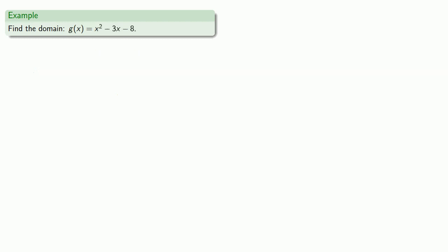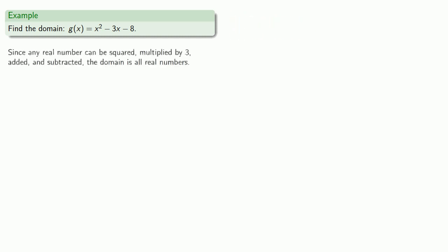How about a more complicated function? So again, let's think about what we do to an input value. Our input value is squared, multiplied by 3, and then these results are subtracted. So what can we do these operations to? We can do these operations to any real number. And so, since any real number can be squared, multiplied by 3, added, and subtracted, then our domain is all real numbers.